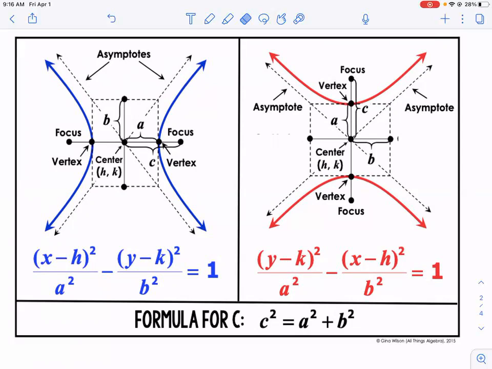I need you to listen very carefully. A squared is always with the positive variable. It can be smaller than b squared. It doesn't matter. A is no longer strictly larger than b. In a hyperbola, a and b can be the same, a can be bigger, a could be smaller. But what's important is that a squared comes with the positive variable, okay?